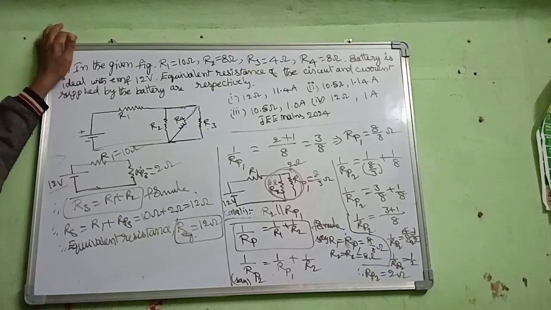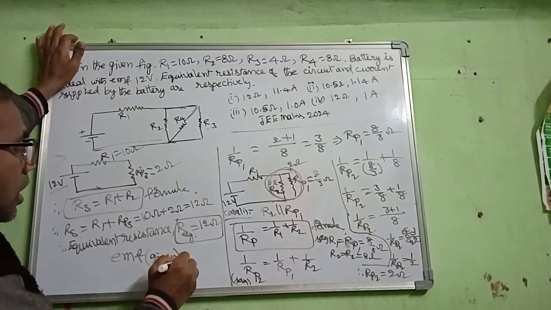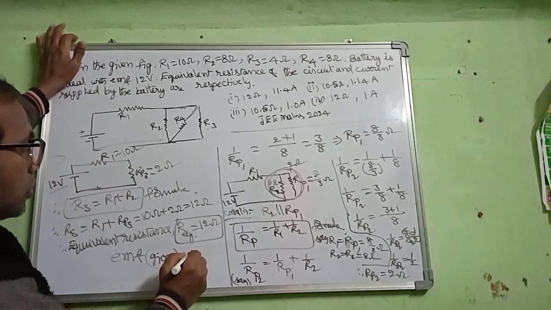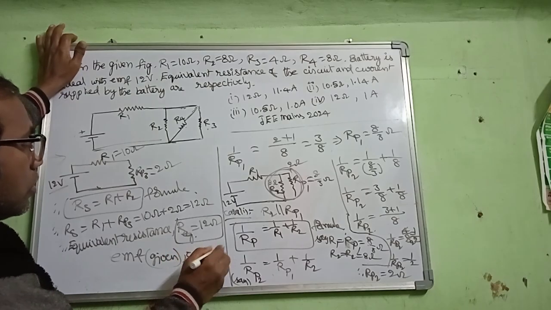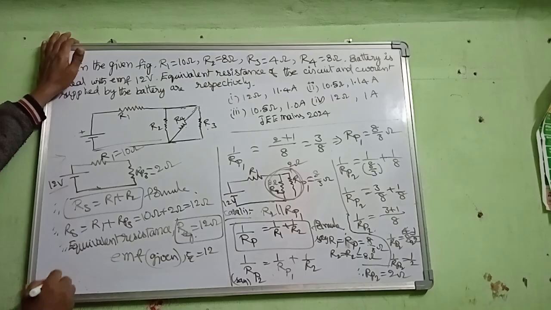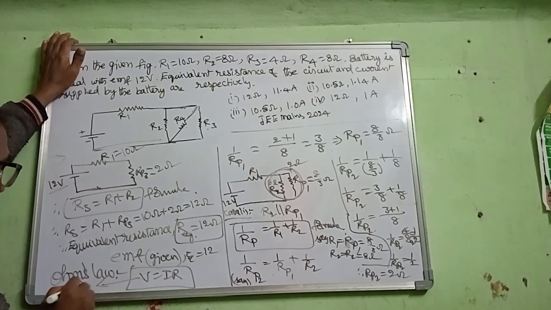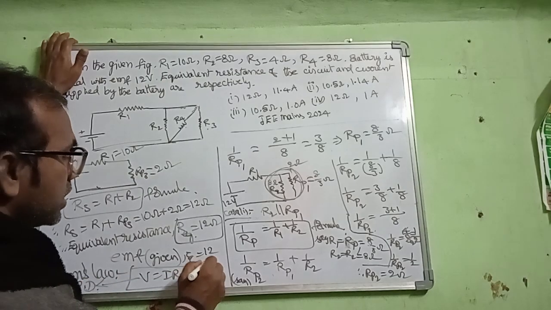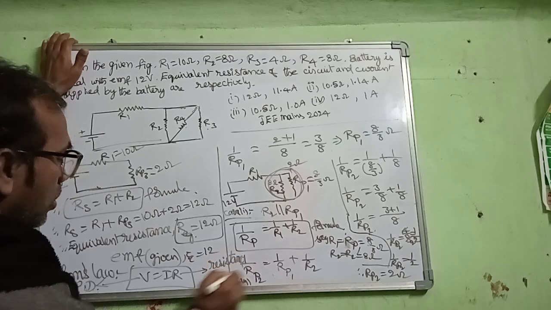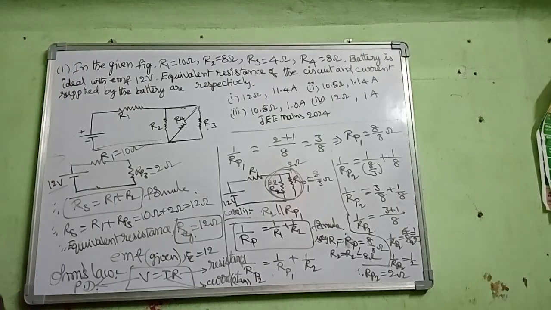This is a 12 volt battery. What is the EMF given? EMF equal to 12 volt. Now, what is the formula for Ohm's law? From Ohm's law, V equal to IR, where V means potential difference, I means current, and R means resistance. We have to find the current, so instead of potential difference, we can write EMF.